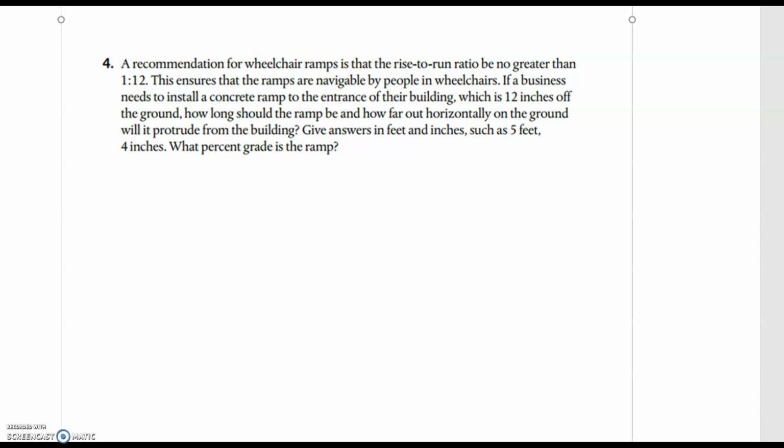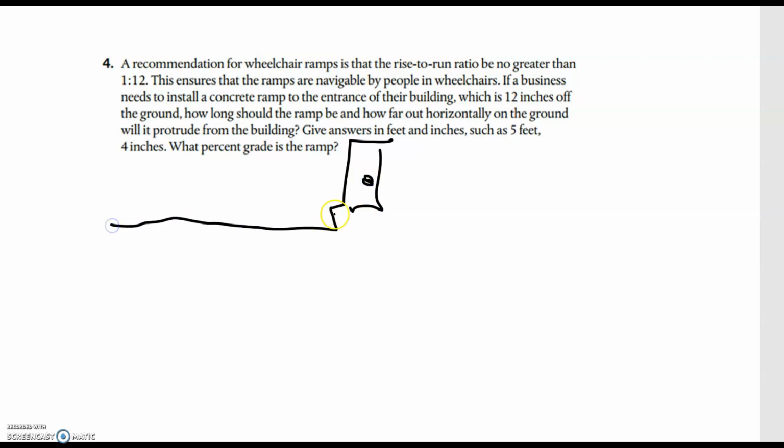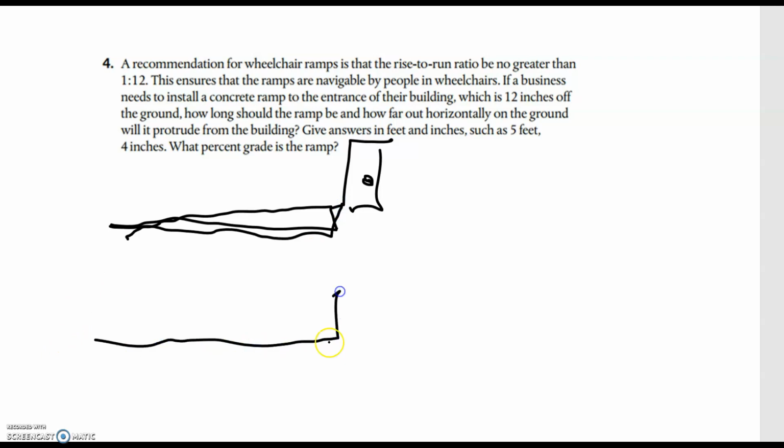Okay, so let's look at this problem. My dog is snoring in the background. I don't know if you can hear or not, but we have a ledge, right? And there might be some type of door up here. And we need a ramp to make it compliant with ADA rules so that people with wheelchairs could get into it. So it should be a right triangle here. I'll see if I can draw it better. So there we go. All right, and you look that it's 12 inches off the ground.